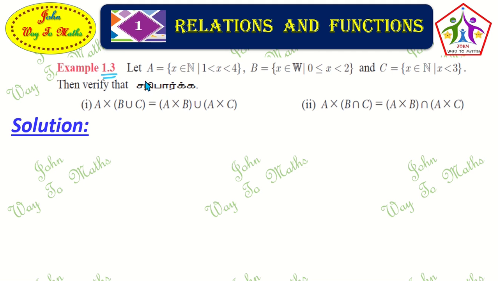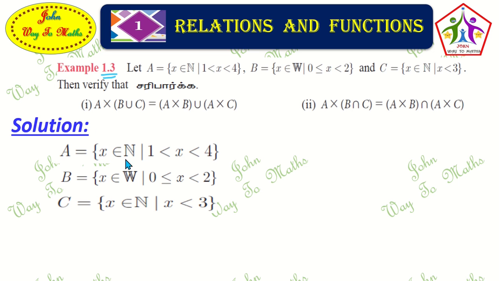Example 1.3. Let A be the set of all x belongs to natural numbers such that x lies between 1 and 4. B is the set of all x belongs to whole numbers such that x lies between 0 and 2. And C is the set of all x belongs to natural numbers such that x is strictly less than 3. Then verify that the results 1 and 2. So these results come from the distributive property. First I am going to write the given sets.